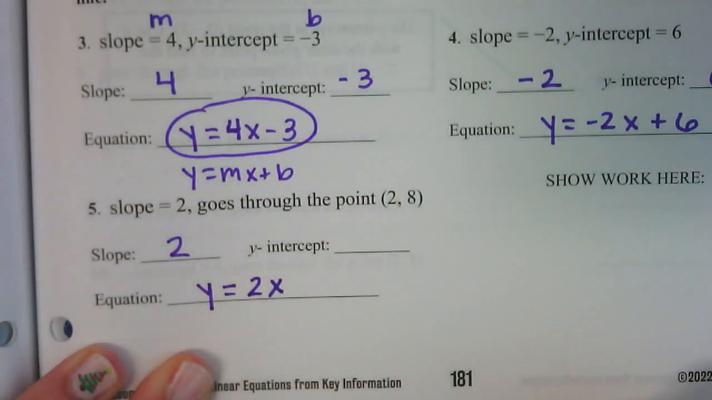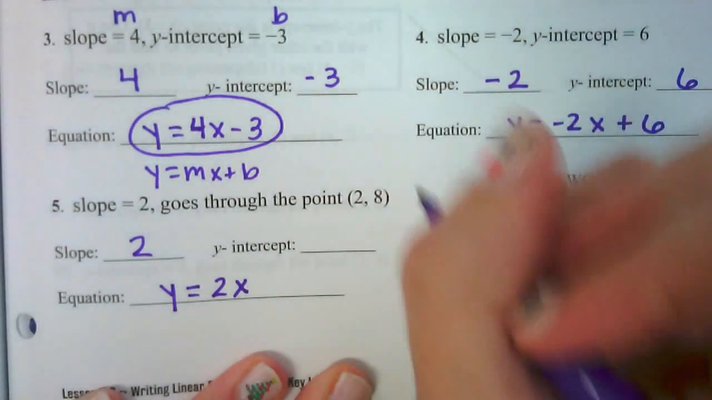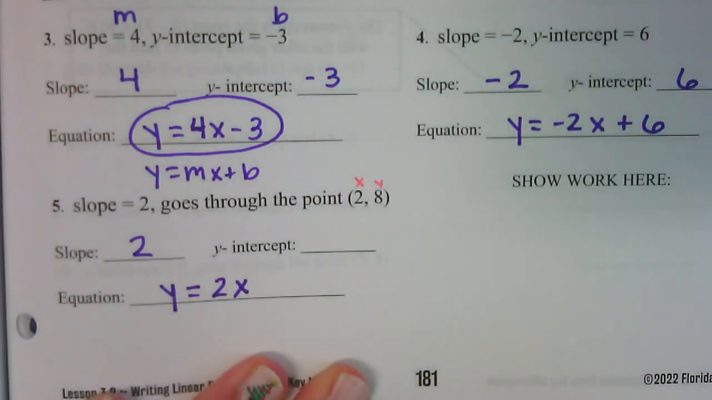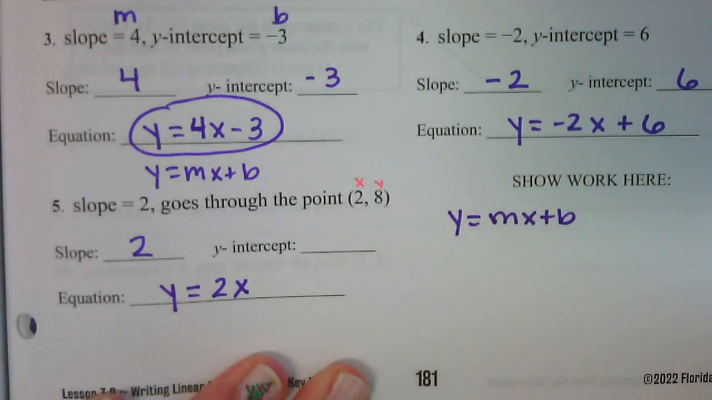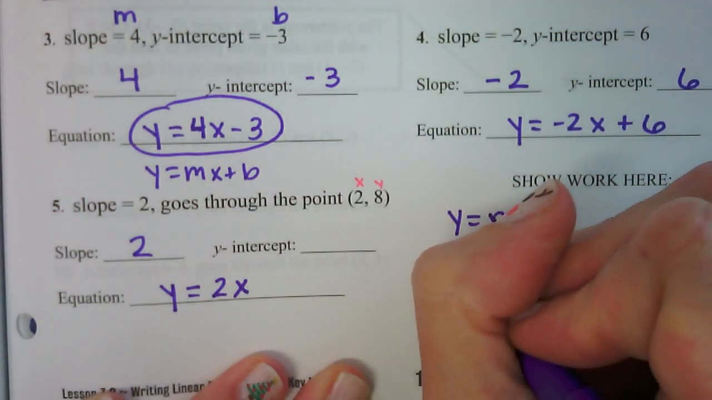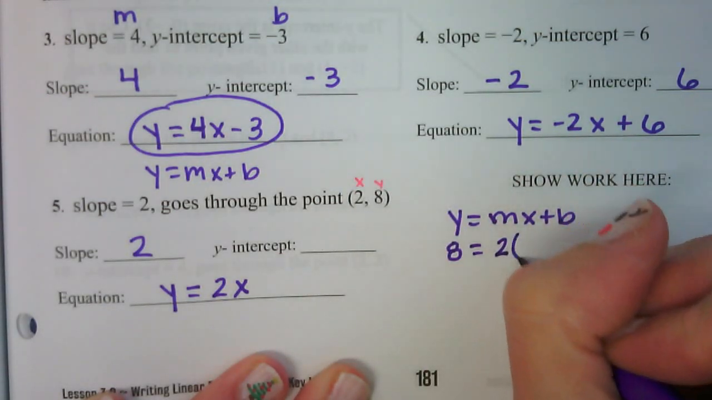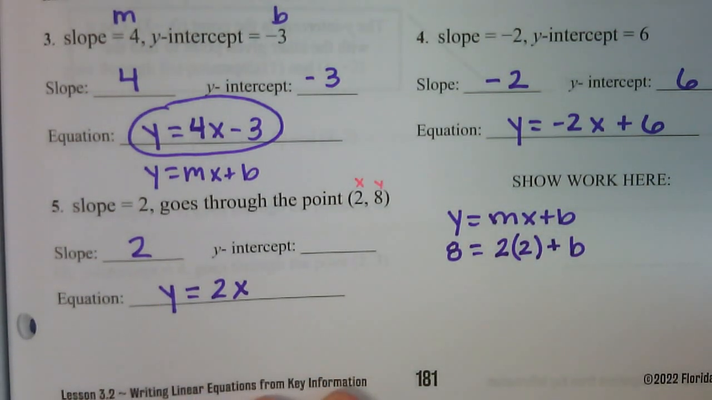But now we don't know our y-intercept. They gave us a different point. So in order to do this, we have to think about what this point means. This point is telling us an x and a y value. Okay, I know that y equals mx plus b. If I fill in everything I know, y is 8, m is 2, x is 2, and b is what I don't know, I can use my equation skills to help me figure out b.